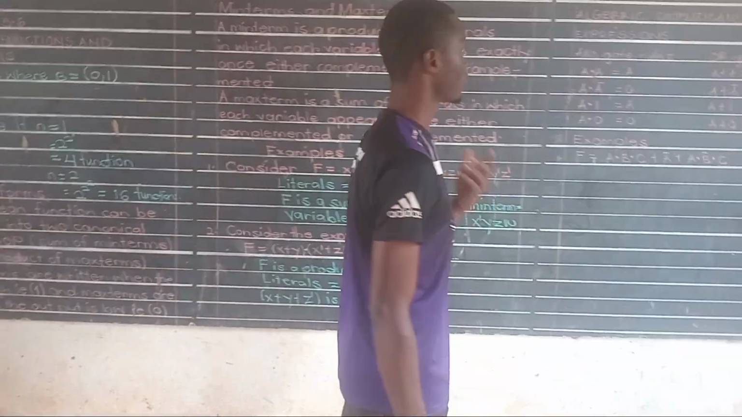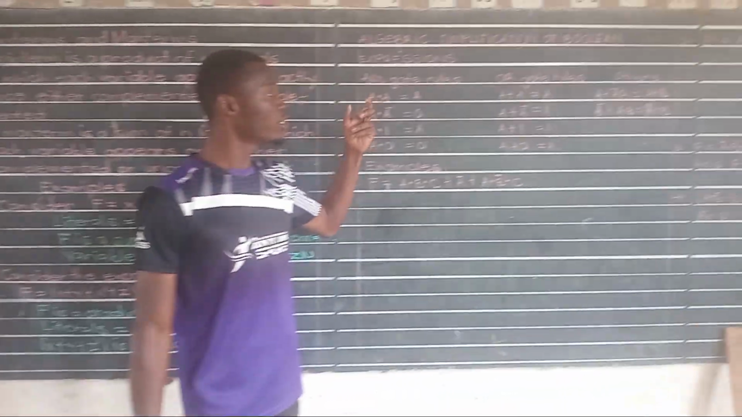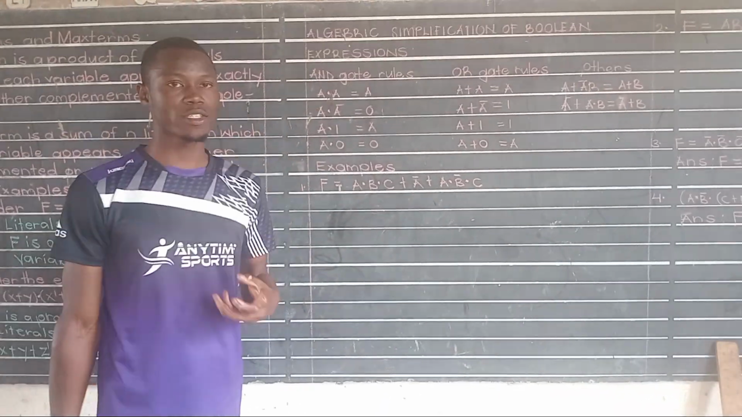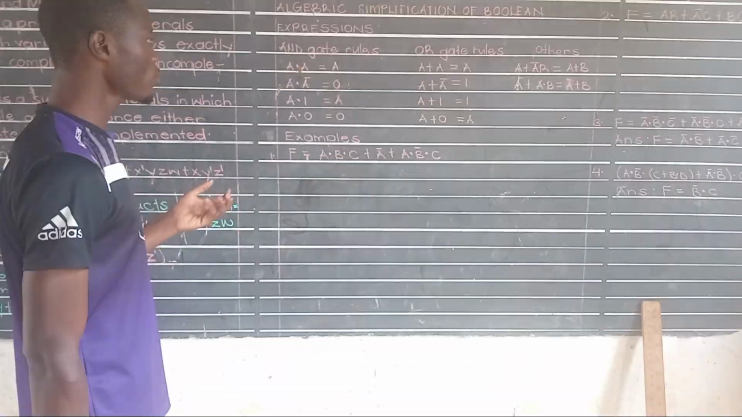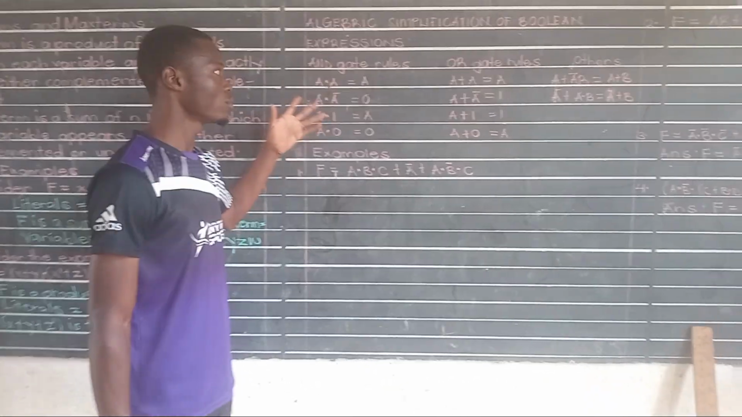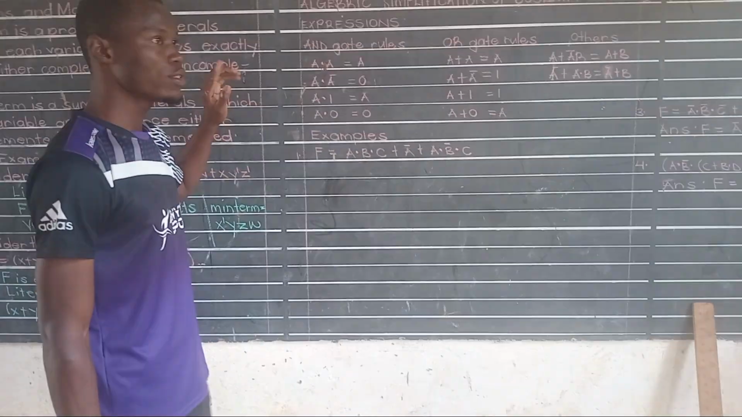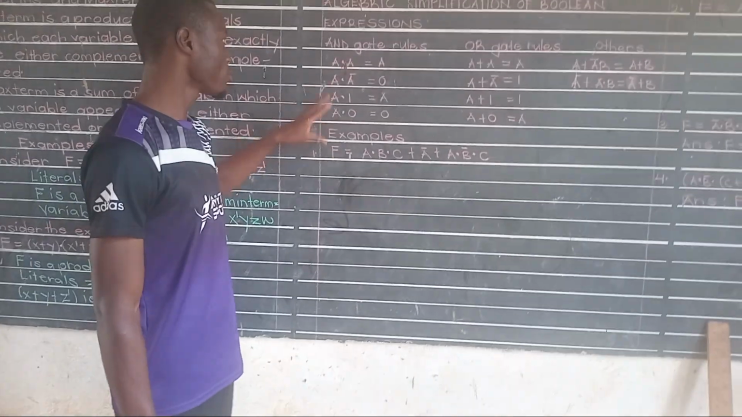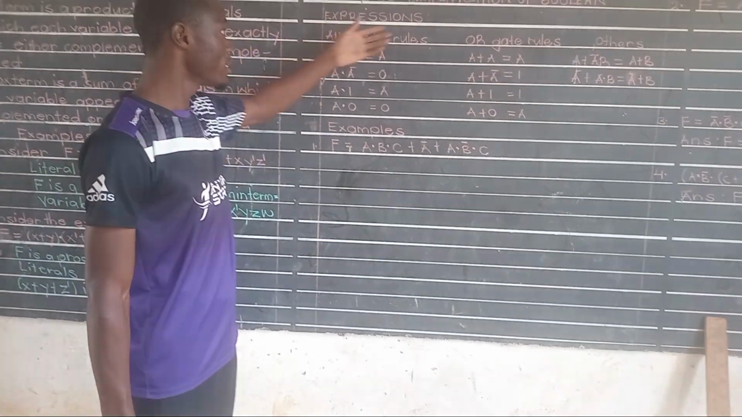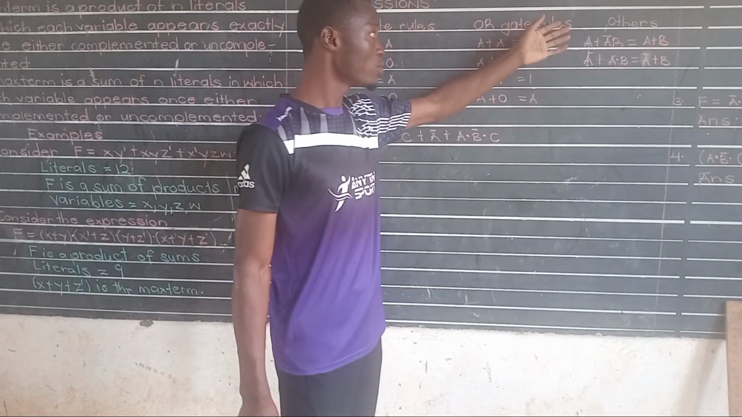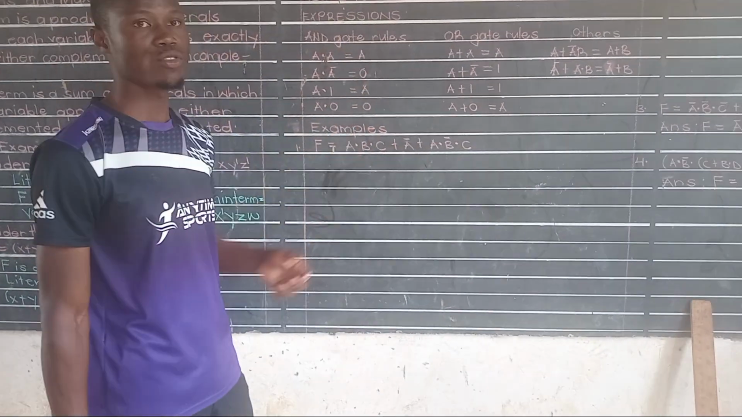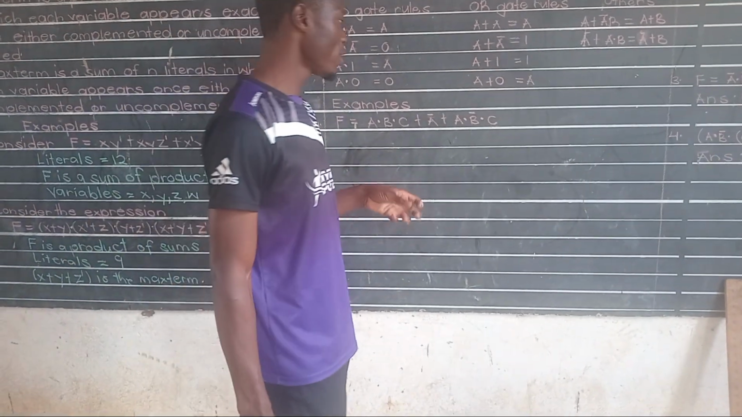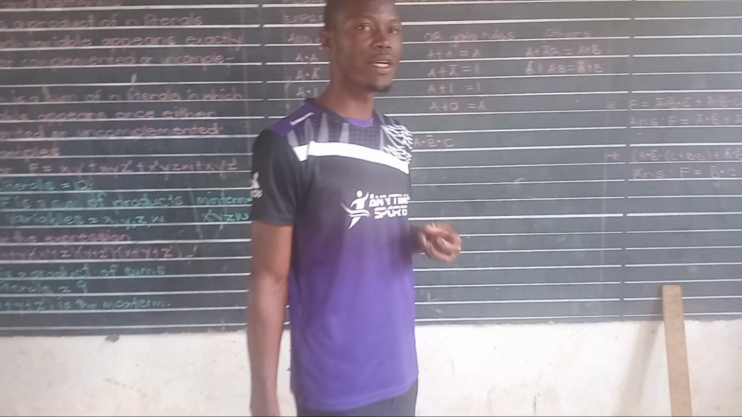So I'll proceed to the algebraic simplification of Boolean expressions. I summarized these laws because they were discussed in the previous sections before this one. So this is the AND gate rules, the OR gate rules, and others, for example, the distribution law. And we use these laws, or the Boolean laws of algebra, in simplification of Boolean expressions.